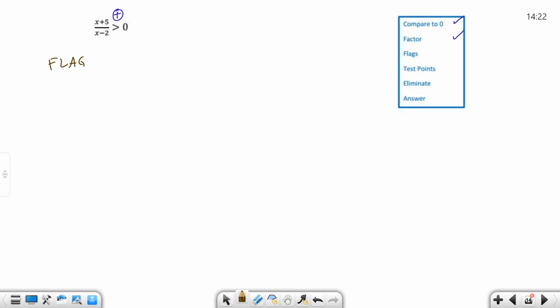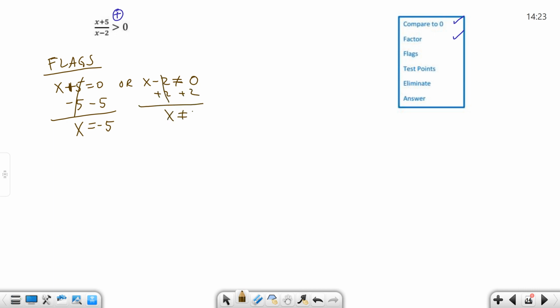So for our flags, we take everything in the numerator and denominator. x plus 5 is 0, or x minus 2, and when it's in the denominator, I go ahead and put a not equal to. That's just what I typically default to. I don't know if you're going to find that in the book anywhere. It's just something I do to remind me and say, hey, guess what? I cannot equal 2. Do not shade 2 if I have shaded flags, can't be 2. So I'm going to subtract 5 here on both sides. x equals negative 5, and over here, add 2, and x can't equal 2, but it's still a flag.